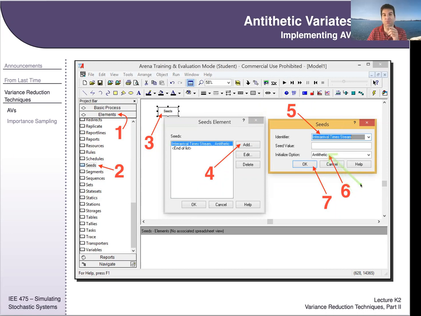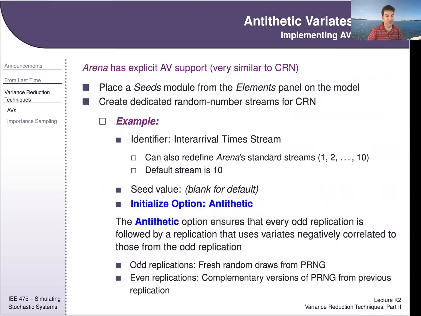What that will do is guarantee that the even numbered replications are antithetic versions of the odd numbered replications. So it only draws fresh random numbers in the odd replications, and then it remembers all of those random numbers and reuses them, but with one minus in the even numbered ones. That's what the antithetic option does right there. The odd replications have fresh random draws. The even replications are the complementary versions using those remembered ones.